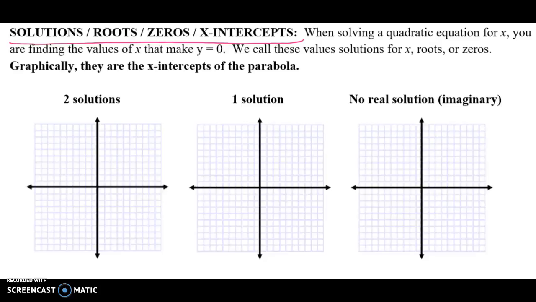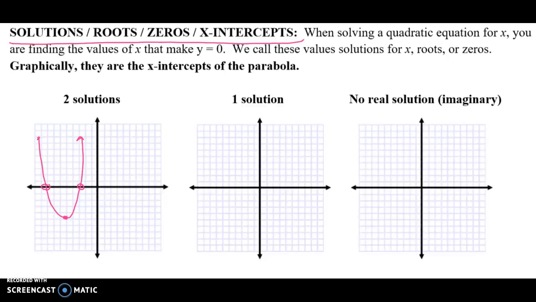Use your words. Where does the vertex need to be? The vertex should be below, negative, and the parabola should open up. That is, in fact, one possibility. Because look, one x-intercept, two x-intercepts.